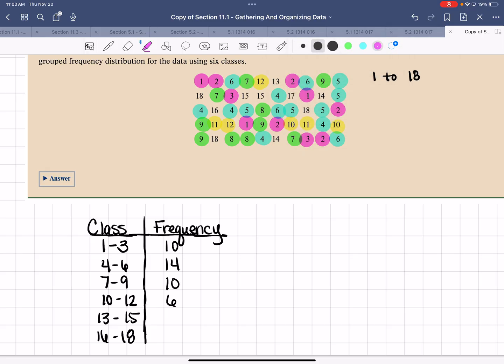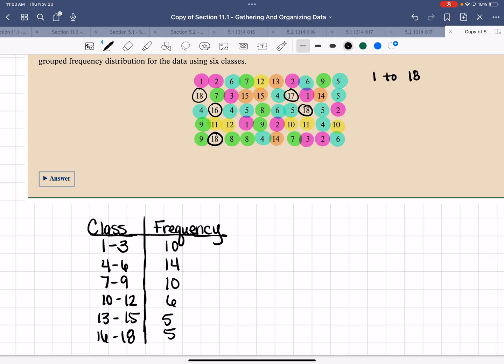1, 2, 3, 4, 5. Did we get 5? Yep. And then 16 to 18, there should be 5 of those also. 1, 2, 3, 4, 5. Yep.